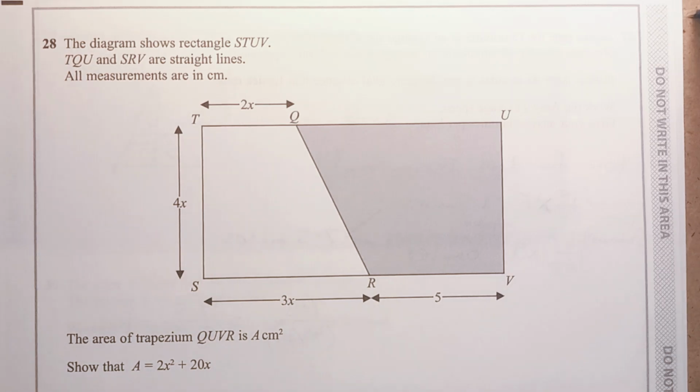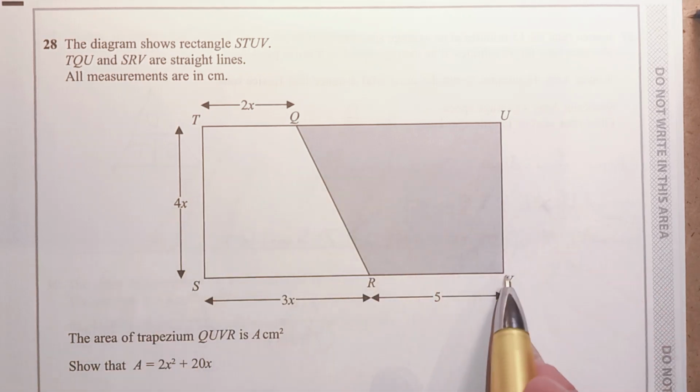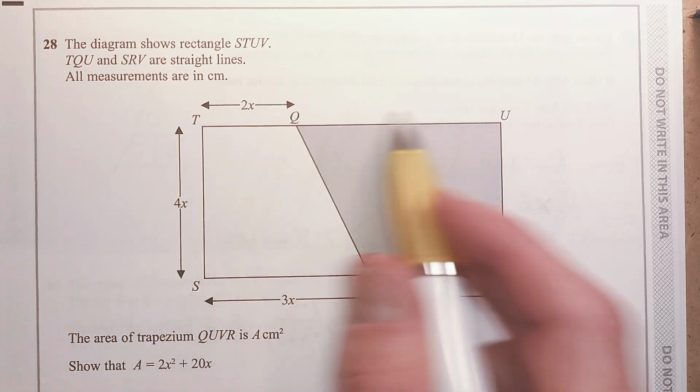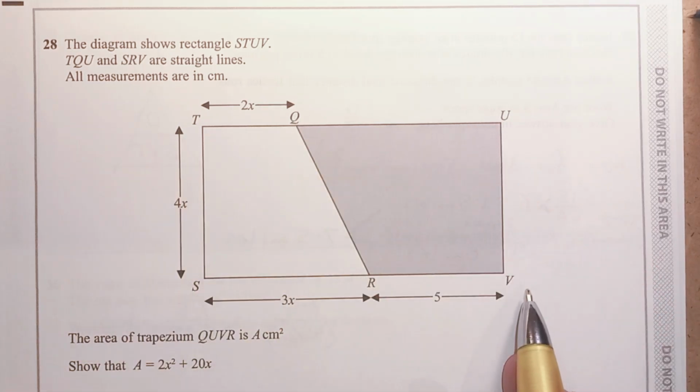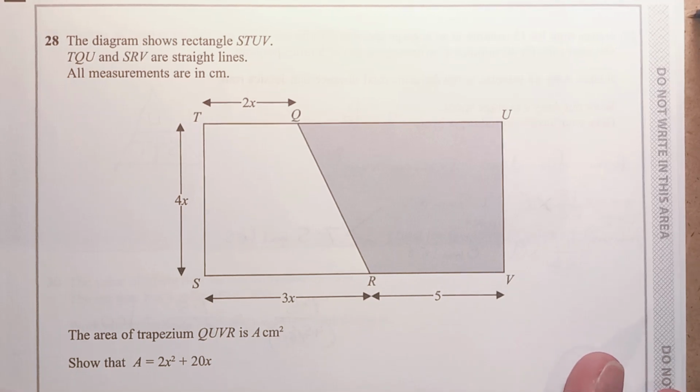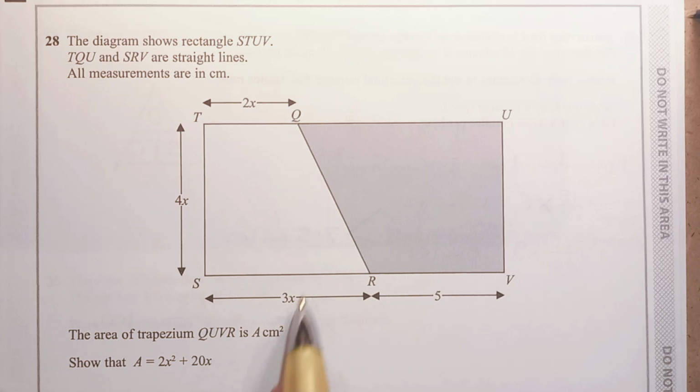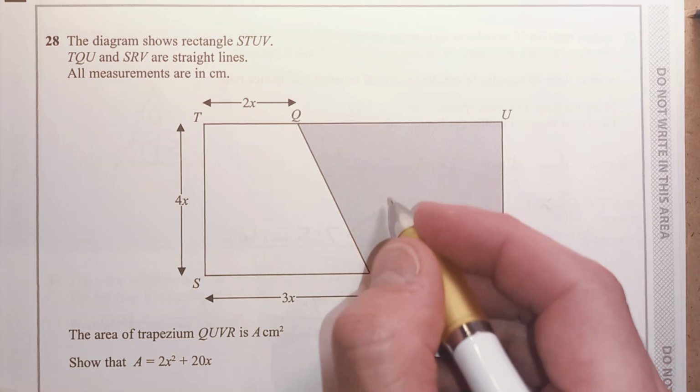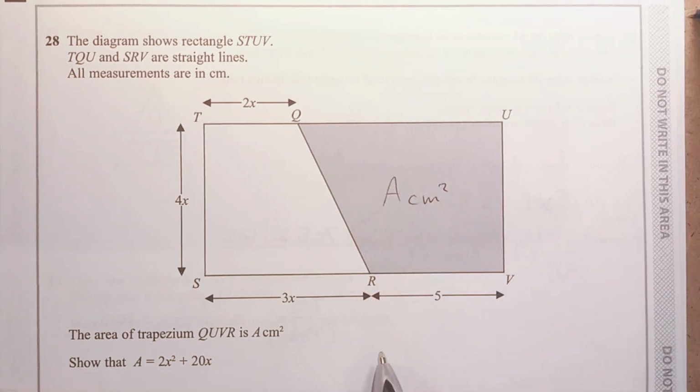Question 28. The diagram shows rectangle STUV. Okay, so STUV, TQU is a straight line, and SRV is a straight line. All measurements are in centimetres. And we're told the area of trapezium QUVR is A centimetre squared. Okay, so this is all A centimetre squared. They've asked us to show that A equals 2x squared plus 20x.